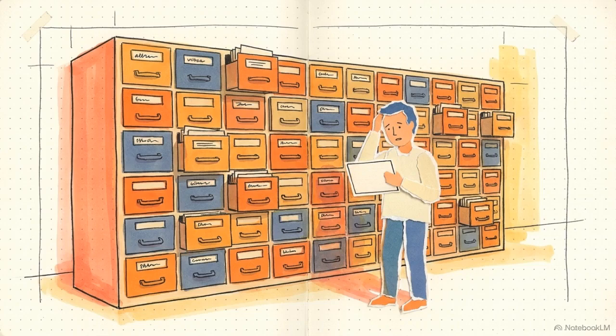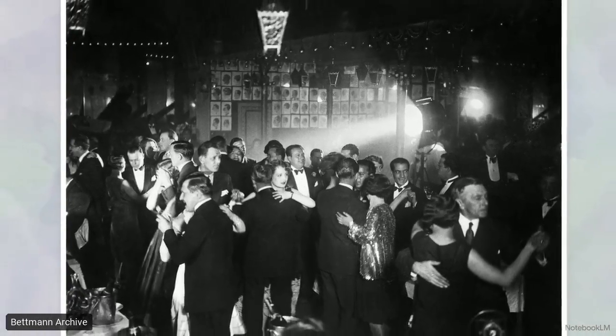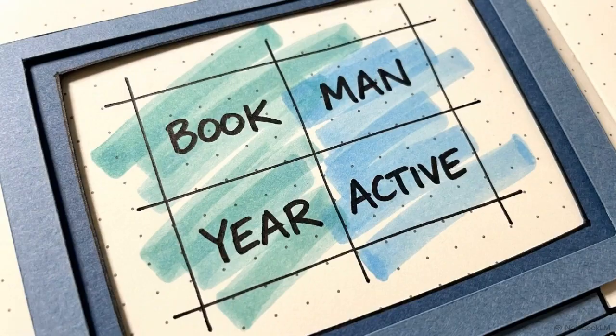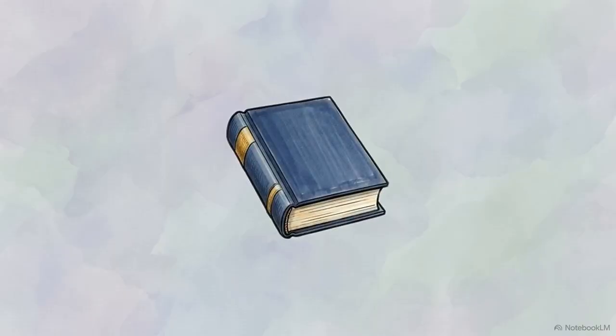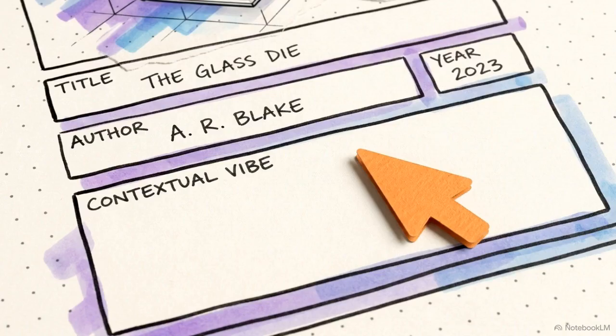specific vibe. Say you want books about wealthy, lonely men throwing lavish parties in the 1920s. If you feed that exact phrase into a standard database query, it returns exactly 0 results. That system can only find what it explicitly knows. Unless a human librarian took the time to manually tag a book's metadata with those exact words, the database remains completely blind to the underlying context.